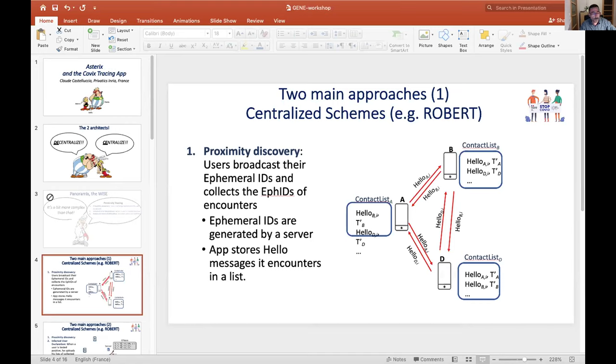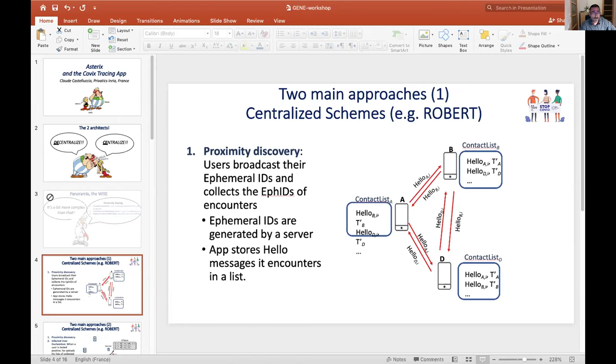Then we have infected user declaration. When a user is infected, he has to upload the list of the ephemeral IDs of the other nodes that he met. Each app has a list of the ephemeral IDs of the nodes that it encounters, and if the user is infected, he uploads this list to the server. The server keeps an entry for each registered user, and one entry is a risk score computed using different variables.